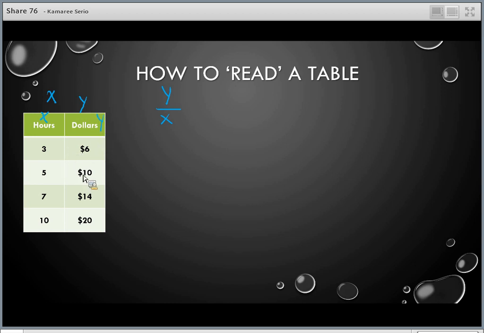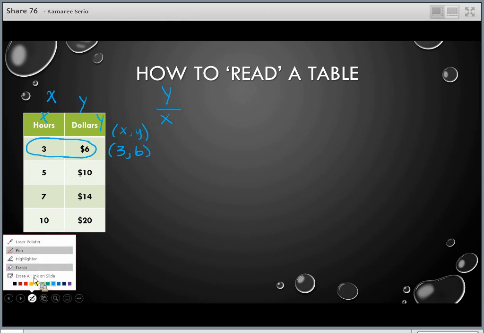Okay? And then each of these numbers that are next to each other, like here's a 3 and here's a 6, these two are a pair, which means when I write my coordinate pair for this, remember my x comes first, so I have 3, comma, 6. Okay, remember it's x, comma, y.